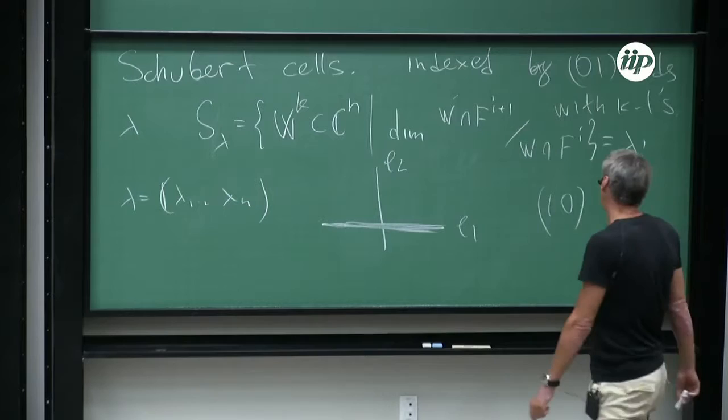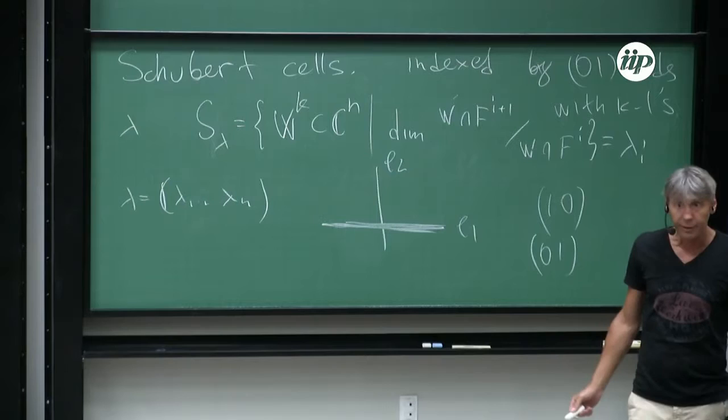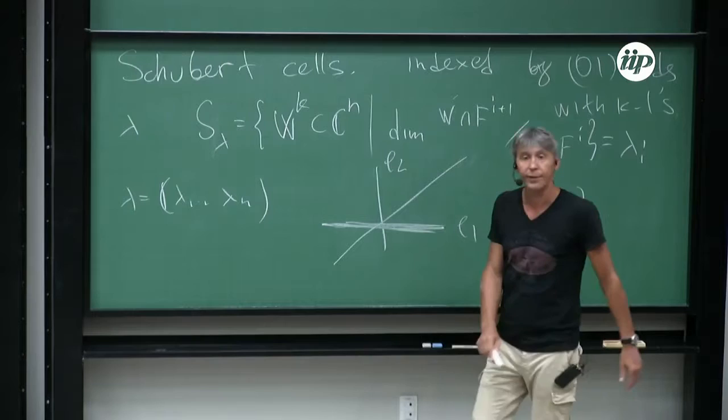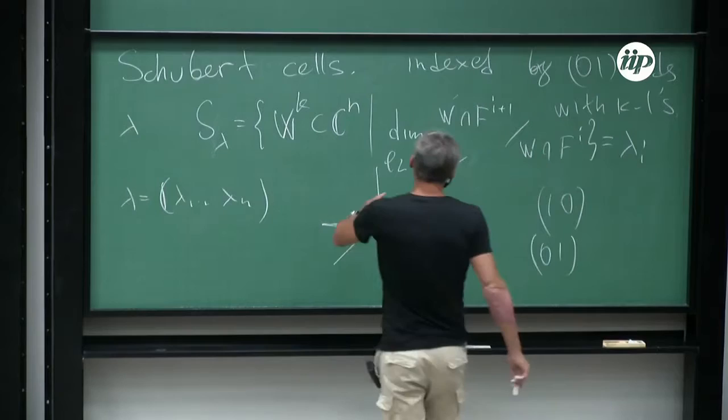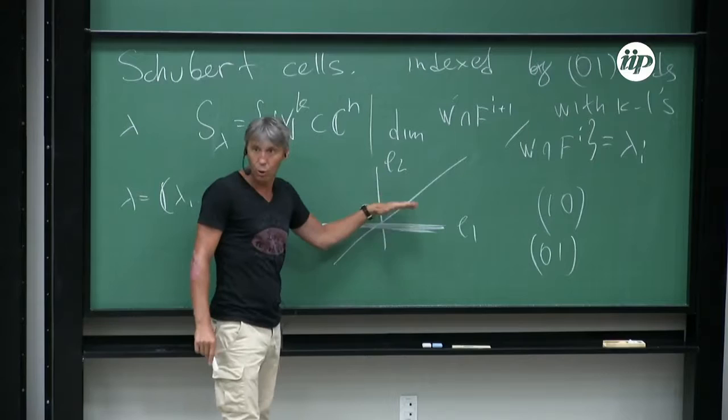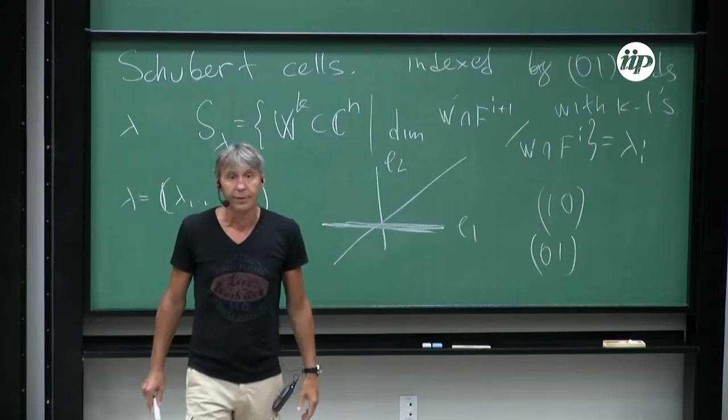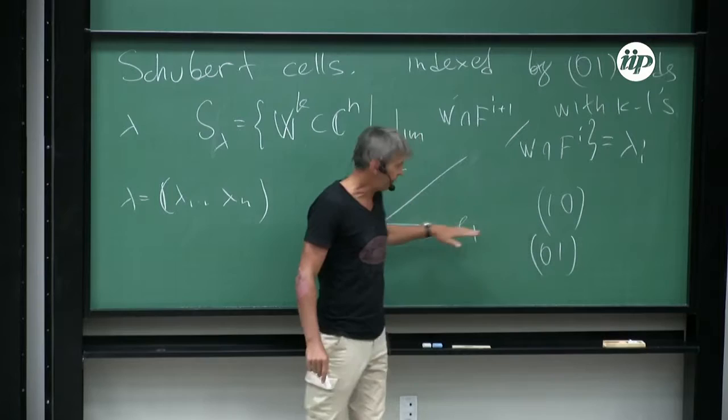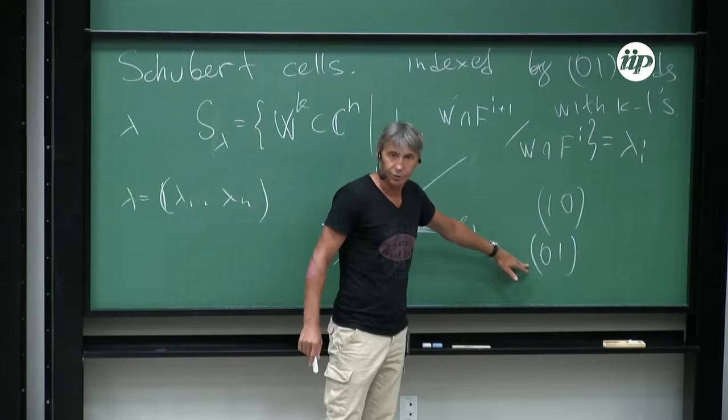And the Schubert cell indexed by 0, 1, it means that it does not intersect E1 at all. So it's any other line which is not E1. Right? So the collection of them obviously makes a one-dimensional, complex one-dimensional open space, which in this case, the first Schubert variety which corresponds to this is just one point, and the other Schubert variety in this case is the rest.